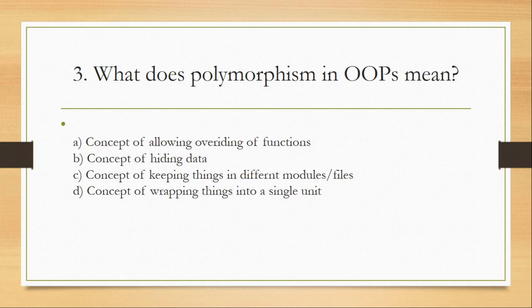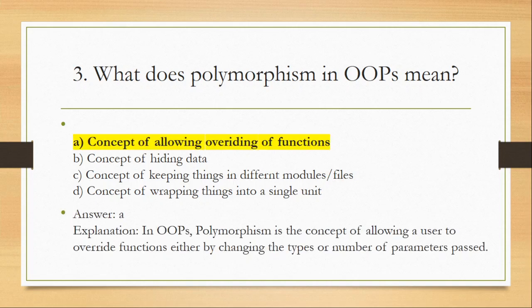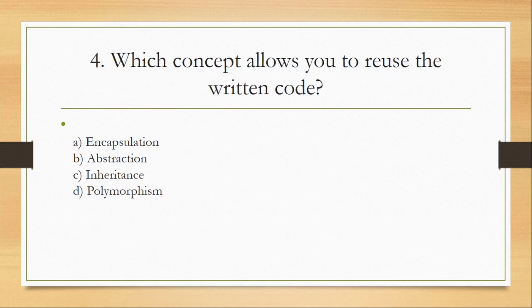Next question, what does polymorphism in object-oriented programming mean? The answer is the concept of allowing overriding of functions. In object-oriented programming, polymorphism is the concept of allowing a user to override the functions either by changing the types or number of parameters passed. So polymorphism means the concept of allowing overriding of functions.